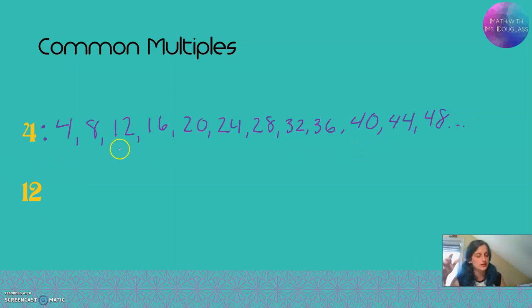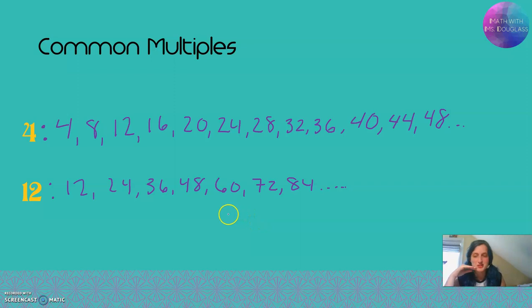Now let's make a list of 12s, because when we're finding common multiples, that means we have to have at least 2 numbers that we're looking in between to find things that they have in common. I'll do this one faster. 12, 24, 36, 48, what comes after 48? 60, 72, 84, dot, dot, dot. I didn't make that one as long because I know what point I'm trying to make here.